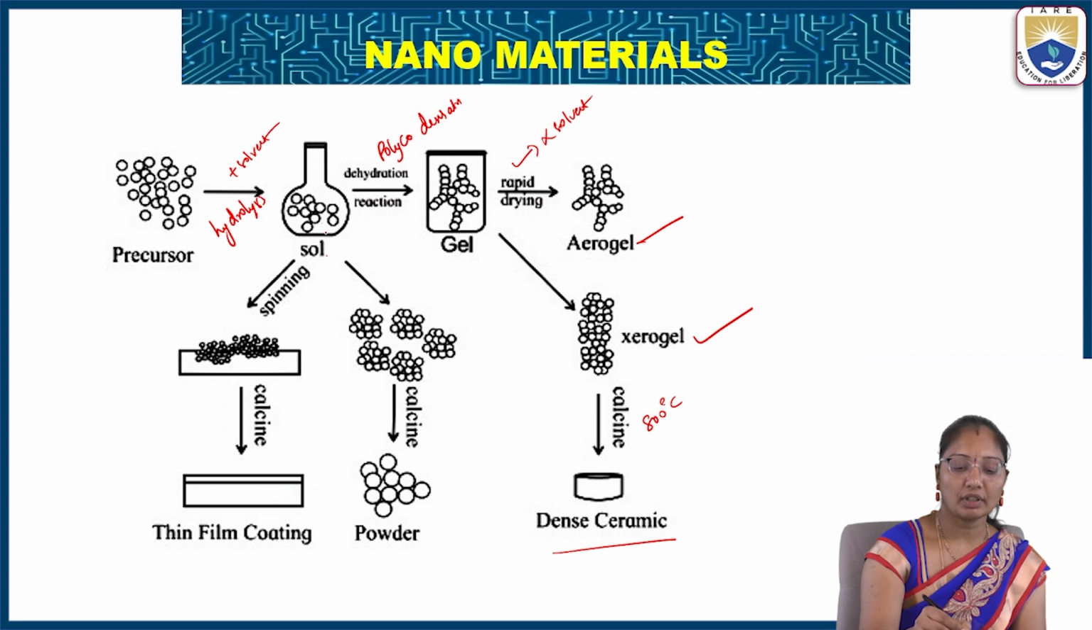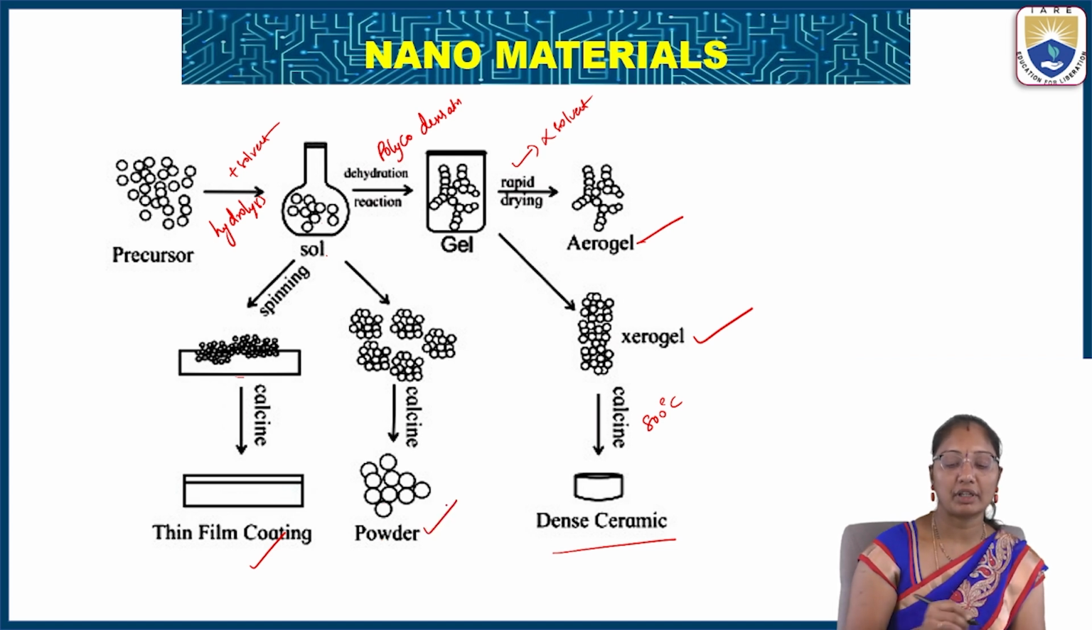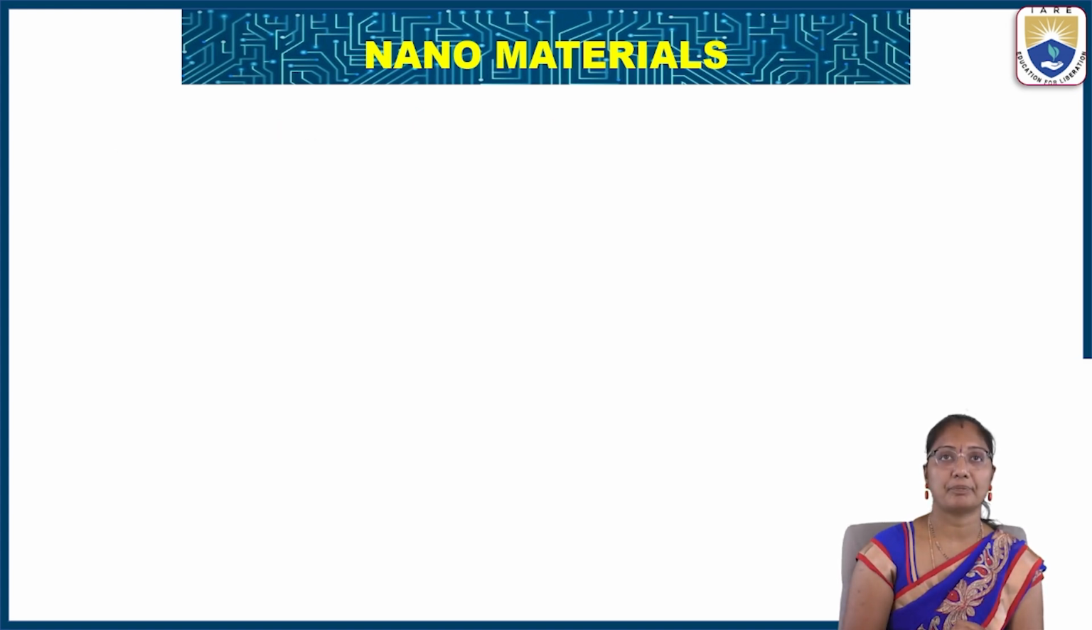If from the sol, without this reaction, spinning happened, then a layer of thin film coating is formed. If from the sol the calcination is done without removal, then powdered crystal will be formed. So all are nanomaterials, but the application is different.